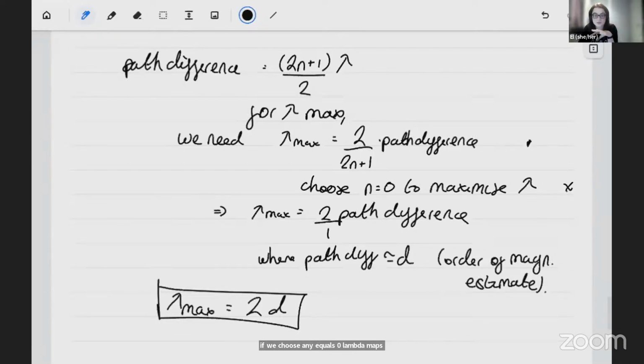And if we use the same approximation that the path difference is approximately the same order of magnitude as the distance between the two speakers, which hopefully I explained well enough earlier, we can say that lambda max is twice the distance between the two speakers. I think I solved it the other way around, so I just wanted to make that clear here. And that's it. You can go back to the recording and look through that if that's easier. I just wanted to quickly add it in at the end.